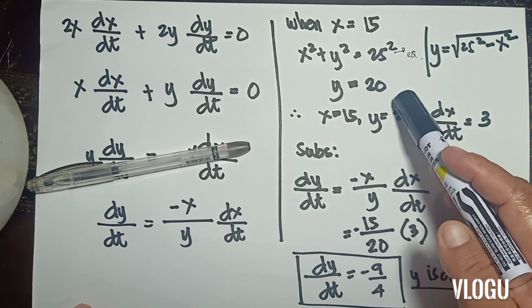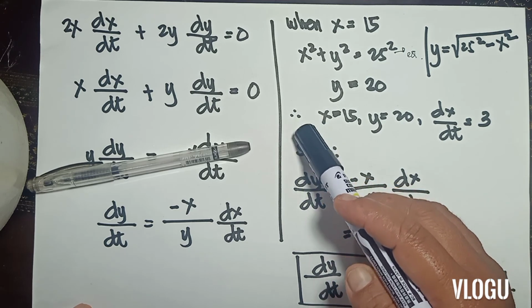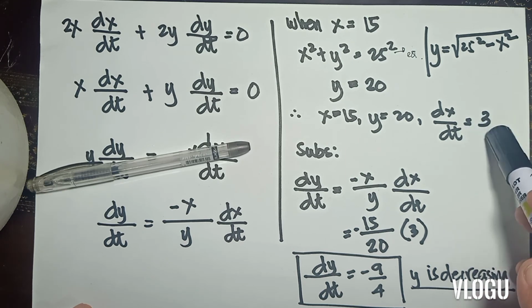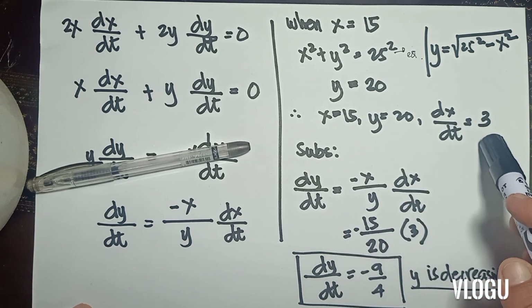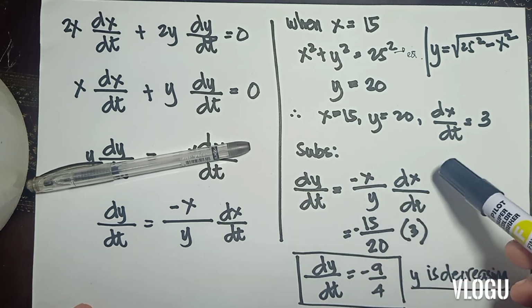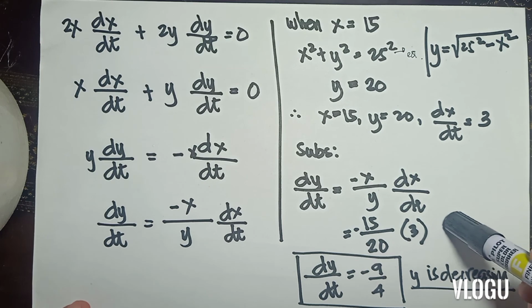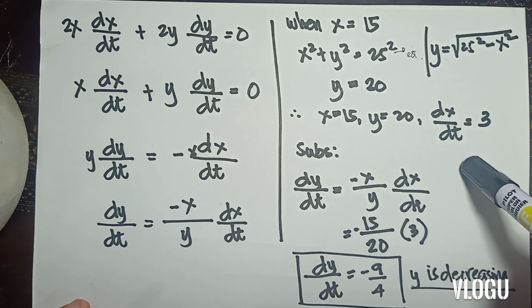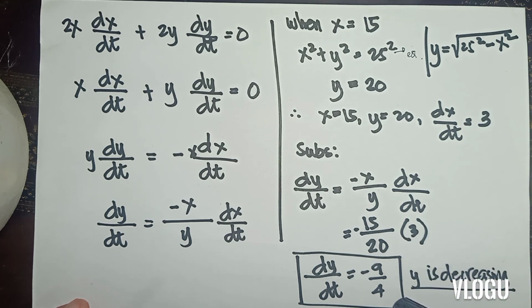So when we solve for y, we have now, therefore, x is equal to 15, y is equal to 20, dx/dt is equal to 3. So those are now your givens. Substitute that into dy/dt is equal to negative x over y times dx/dt. Substitute the value of x, the value of y, and the value of dx/dt. Then you can now have the answer. The answer here, as you can see, is negative 9/4. Negative denotes that y is decreasing.